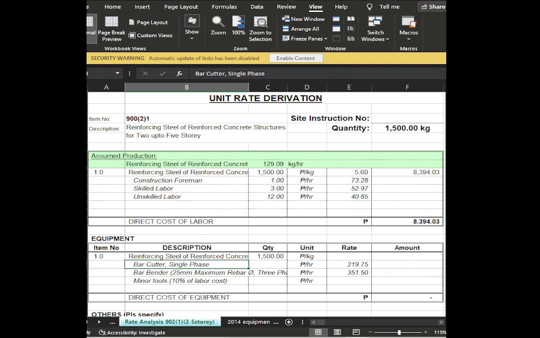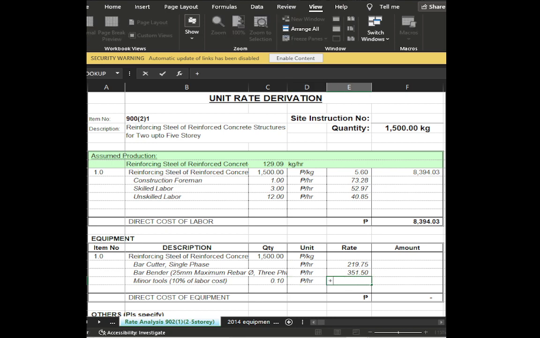So this one, the bar cutter, the single phase, then bar bender. So this is the corresponding rate for our rent for every hour of this equipment. So 219, then 351 for bar cutter and bar bender. So we have 10% of labor costs as the same before. We have 0.1, 10% of the labor cost equals some product of this one to this.